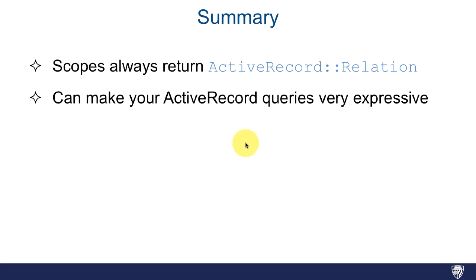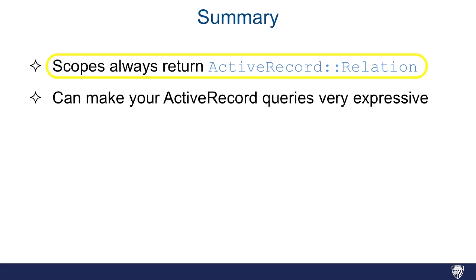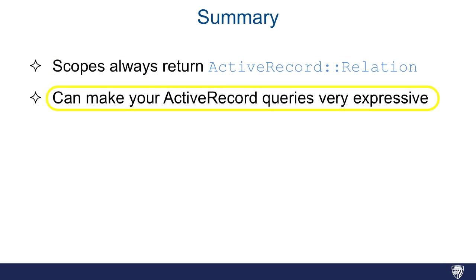Pretty powerful stuff. So in summary, scopes always return an Active Record relation, and they're really just a substitute for class methods in Active Record, and you totally could not even bother with scopes and just write class methods if that's what you like, and that's totally fine. But they do make Active Record queries very expressive. But then again, you could just make your class methods names very expressive as well, and they will look very similar to scopes.